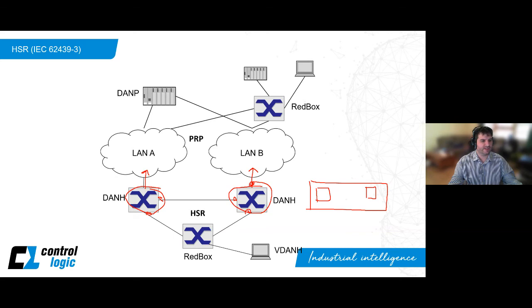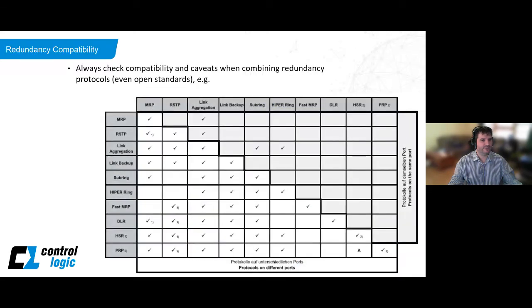When it comes to the redundancy, it's important to check compatibility. In most cases, you're picking a single protocol in most devices. Sometimes you can get away with running multiple protocols, but if we look at things like PRP and HSR and even fast MRP, which is a hardware implementation of MRP, these protocols require specialized hardware, and so you're not generally going to be able to run more than one on a device.